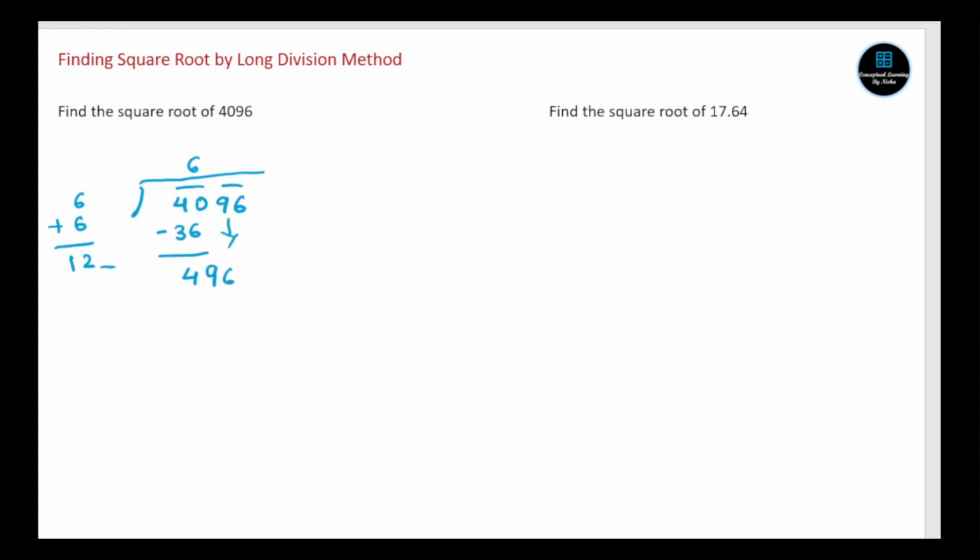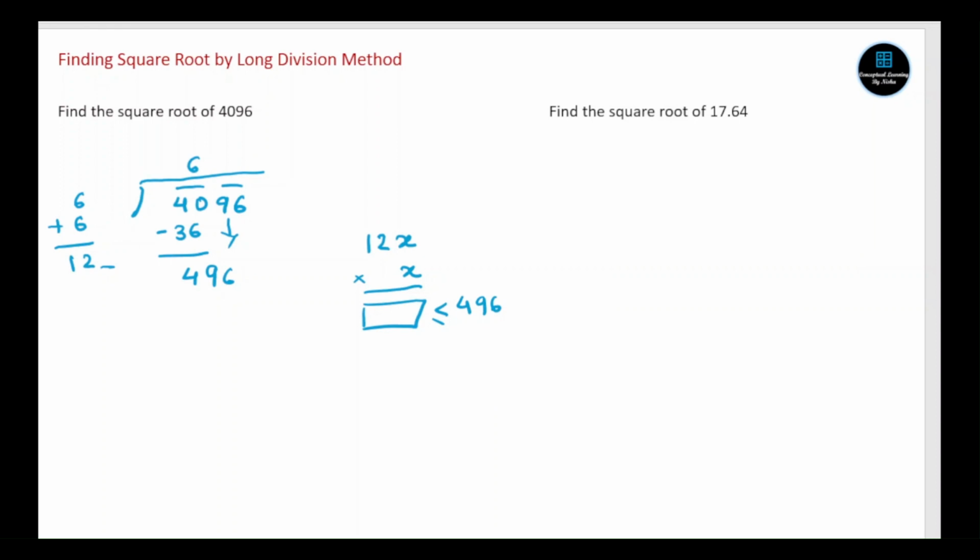Now you have to think about a digit after 12. Let's say x, and you are multiplying it by x such that the answer which you are getting here is less than or equal to 496. You have to think about a digit which you can multiply with the same number so that the final answer is 496 or less than that, right? As the number is ending in 6, it can be 4 or it can be 6, correct?